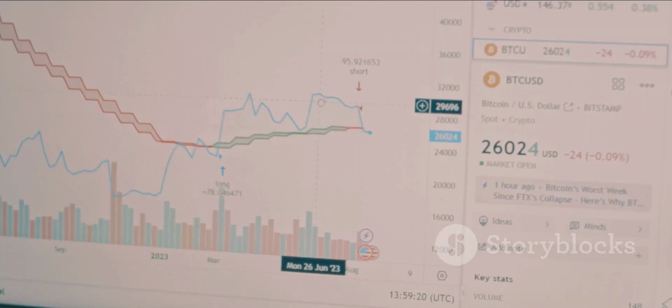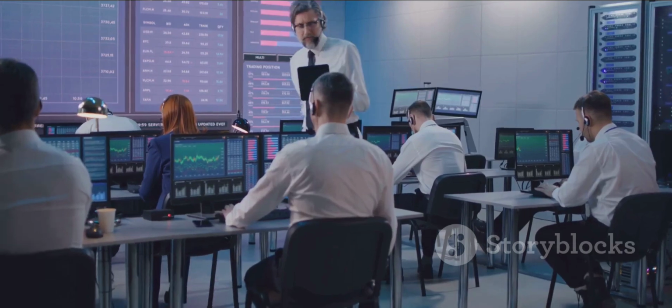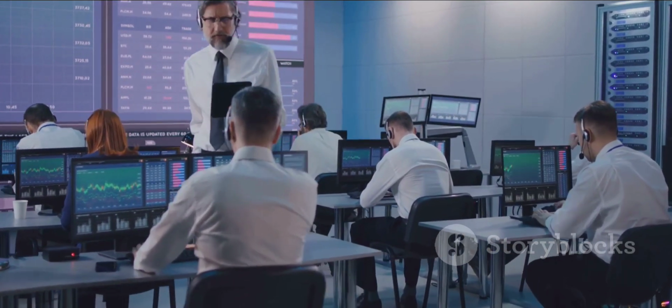Areas with high volume act like magnets for the price. Traders use this information to make smarter decisions.